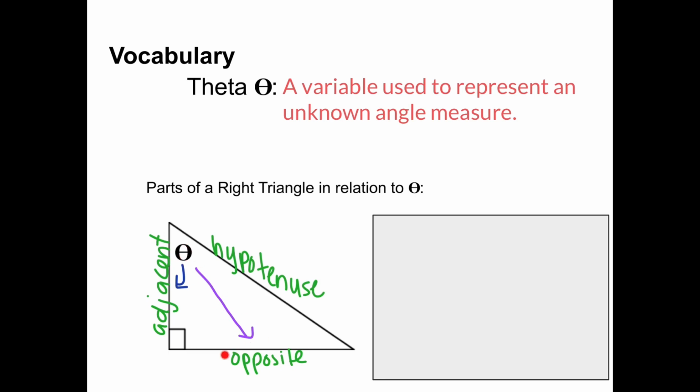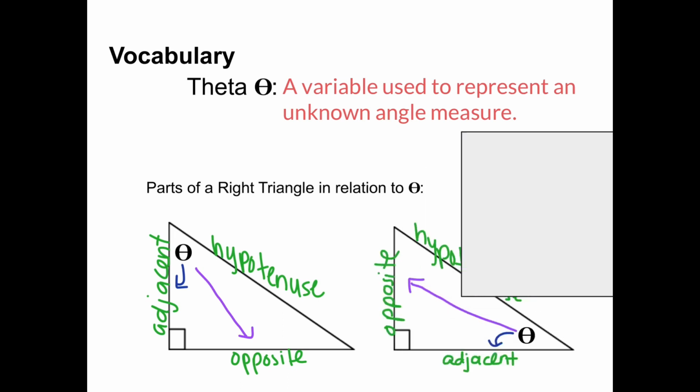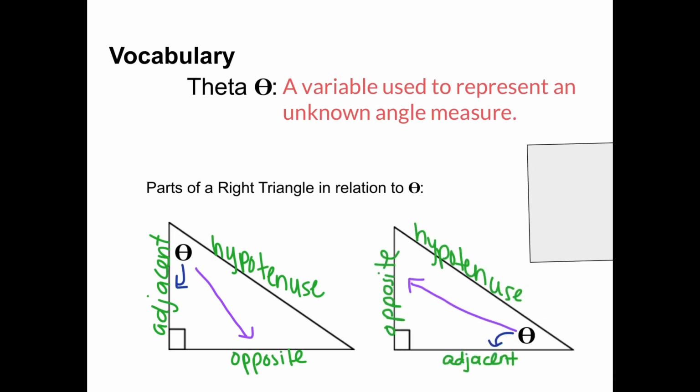The opposite side would be directly farthest away from that angle. Adjacent side would be next to it. And the hypotenuse will always be opposite the right angle every single time, no matter where theta is. So when we look at moving theta, if we put theta down here in this angle, then the opposite and the adjacent actually switch. The hypotenuse stays the hypotenuse no matter what, because it will always be the side opposite the right angle. It should always be the longest side of the right triangle.